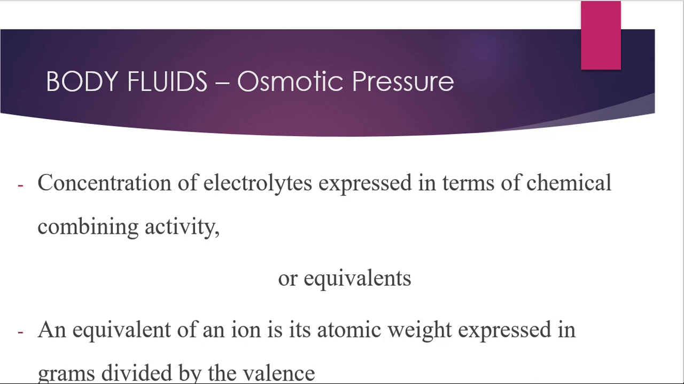The concentration of electrolytes is expressed in terms of chemical combining activity, or if we are dealing with ions like sodium, potassium, calcium, magnesium, the various electrolytes, we usually mention them as equivalents. Now, what is this equivalent of an ion? An equivalent of an ion is its atomic weight expressed in grams and divided by the valency of the ion.